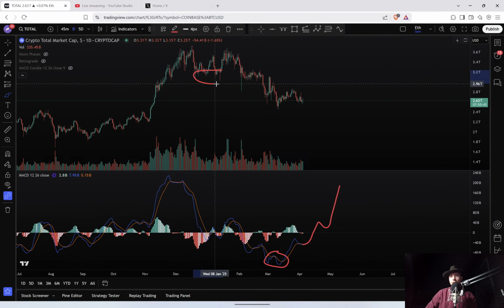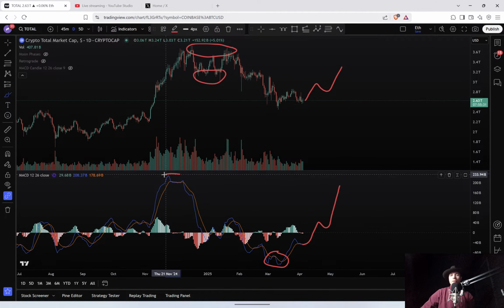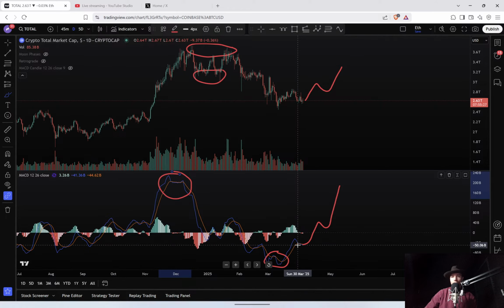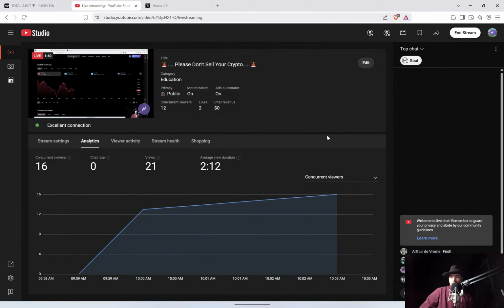So we have resistance right here, we have resistance up here, and we should start to come up off of these lows and start to head up towards these major resistance levels. Again, just like how we were overbought right here and the market had to sell off, if you're oversold, the market's going to turn around on the upside.